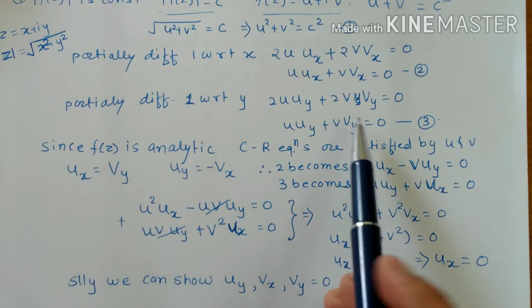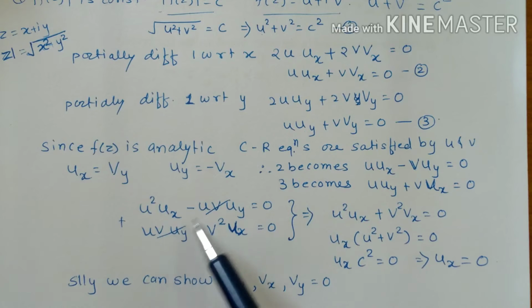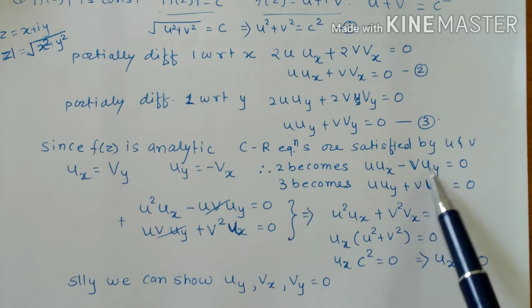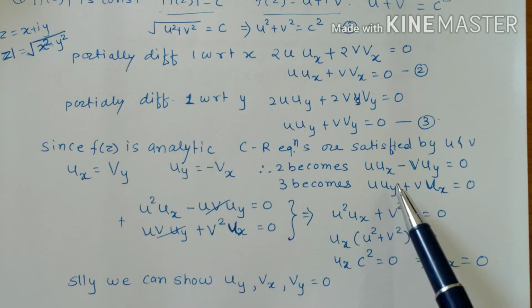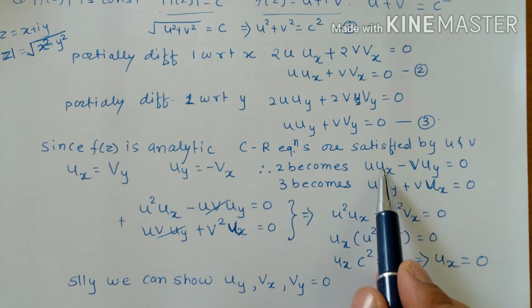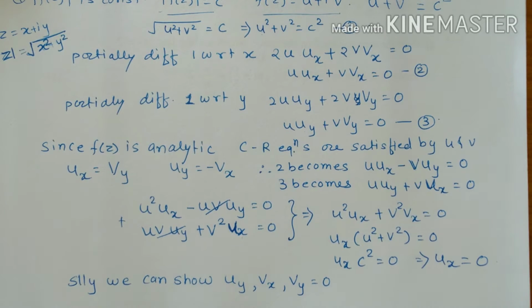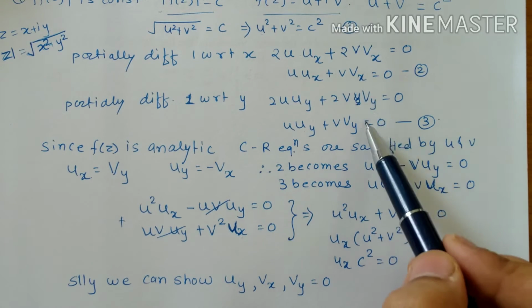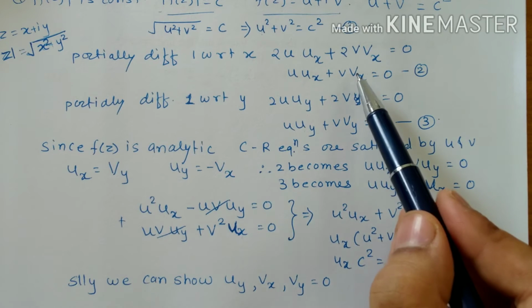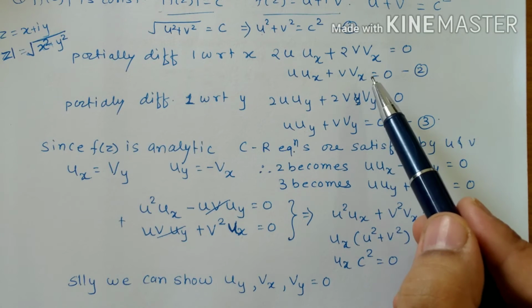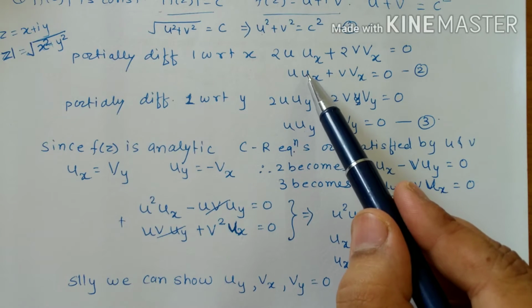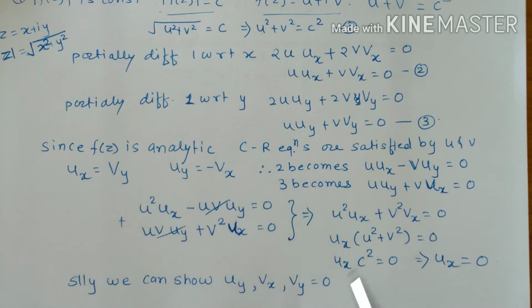Here, while taking the addition, we tried to eliminate uy from these two equations. Now you try to eliminate ux from both the equations. Are you clear with that? Similarly, we change these two equations: in these two equations, we change vx and vy in terms of u. So instead of that, you change ux and uy in terms of v by using the CR equations. You will get uy, vx, vy zeros.